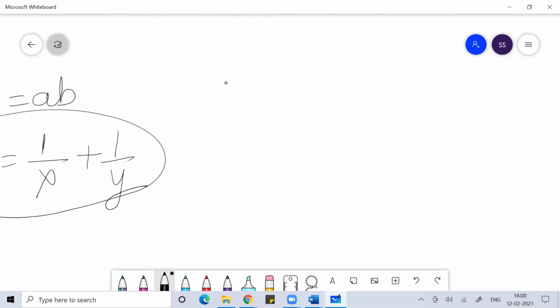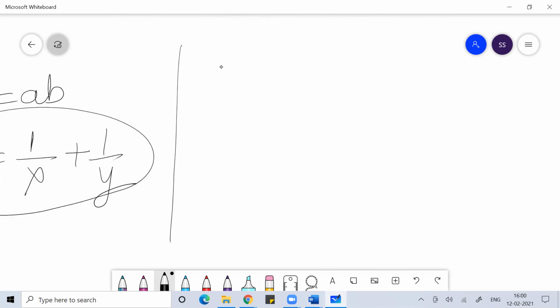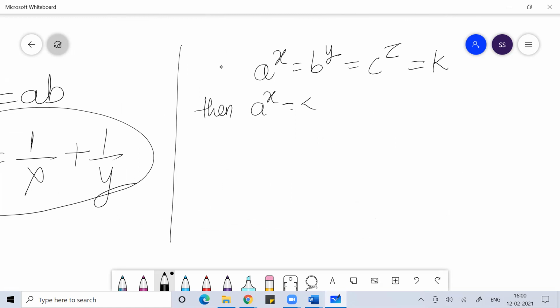If you ask me the reason why, if a to the power x is equal to b to the power y is equal to c to the power z, let this be equal to k, because they are anyway equal. So a to the power x equals k.